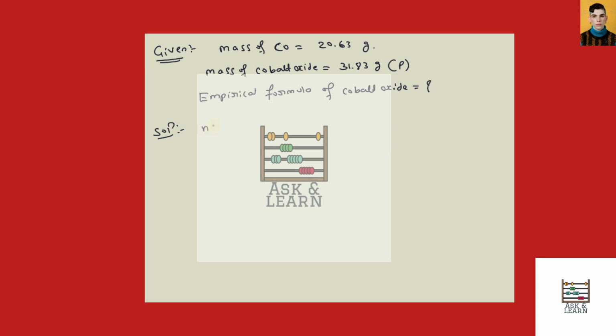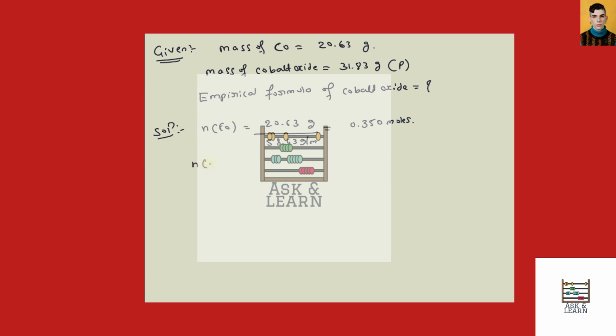The number of moles of cobalt is equal to the mass of cobalt, that is 20.63 grams, upon the molar mass of cobalt, which we know is 58.93 grams per mole. So we get the number of moles of cobalt equal to 0.350 moles. After that we are going to find out the number of moles of oxygen.